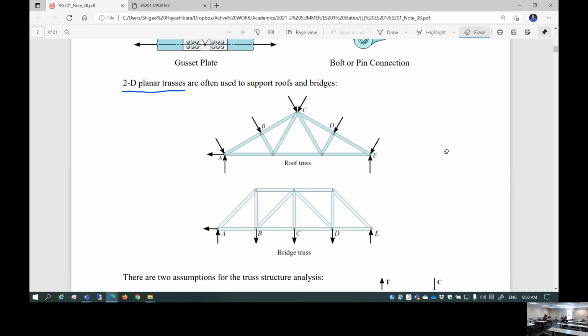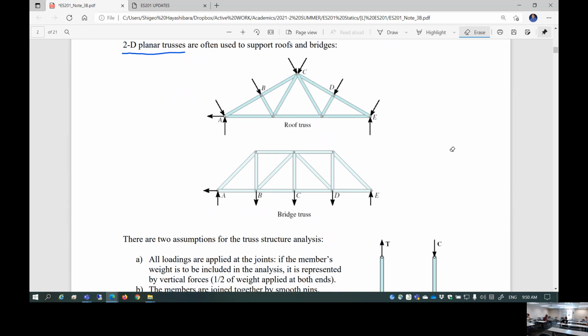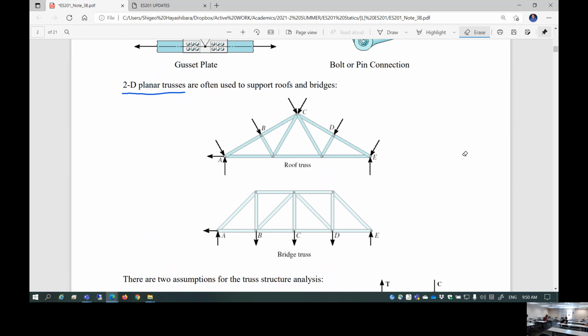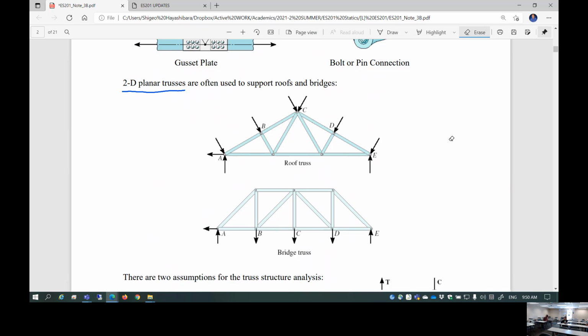Why are there no forces at the bottom of the roof truss? There are two joints, but there isn't any force. The two in the middle? Yeah, those two joints. You can, of course, apply forces if you want. It's just an example. It just happened to be that way.